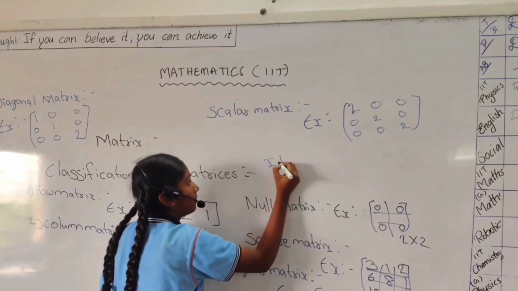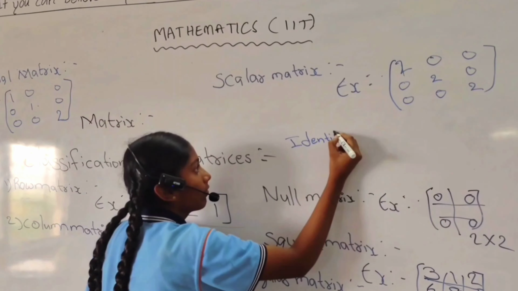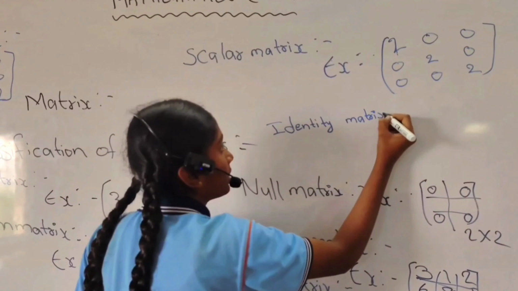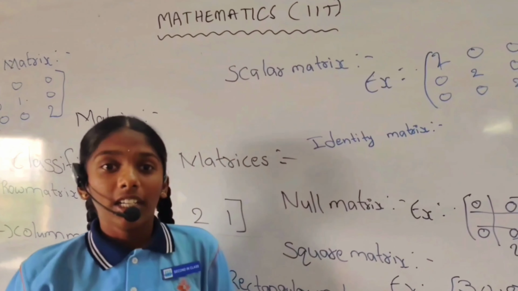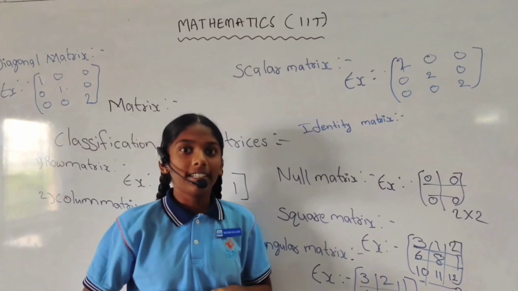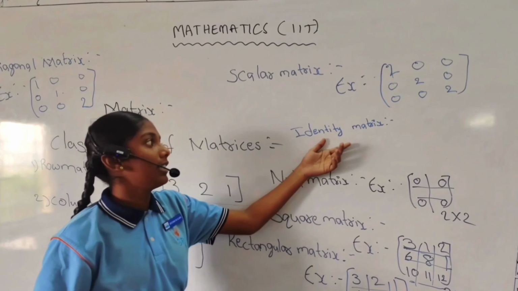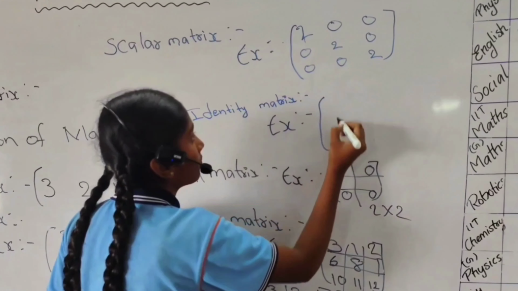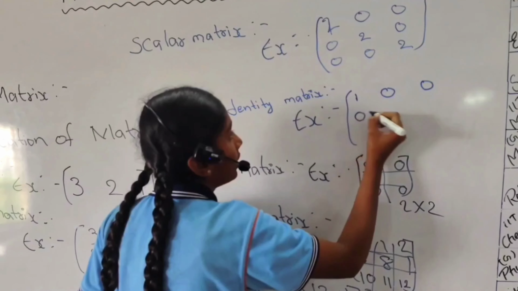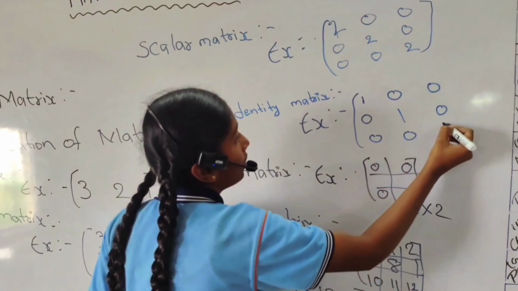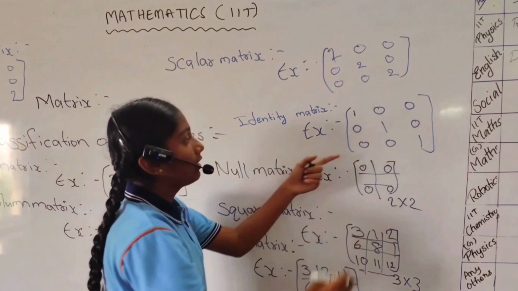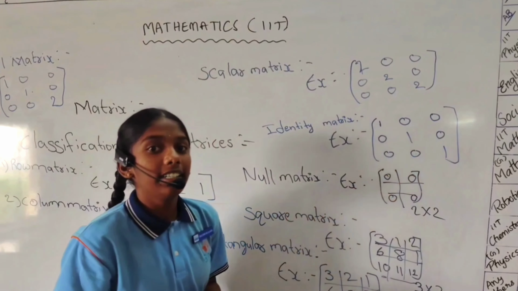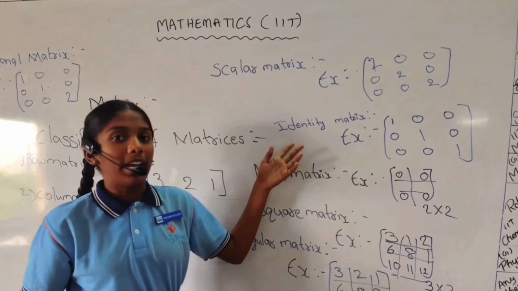Next, identity matrix. In a matrix, if the non-diagonal elements are 0 and the diagonal elements are identity, then it is called an identity matrix. The example of identity matrix: 1, 0, 0, 0, 1, 0, 0, 0, 1. The non-diagonal elements are 0 and the diagonal elements are identity, it means 1. Identity matrix is also known as unit matrix.